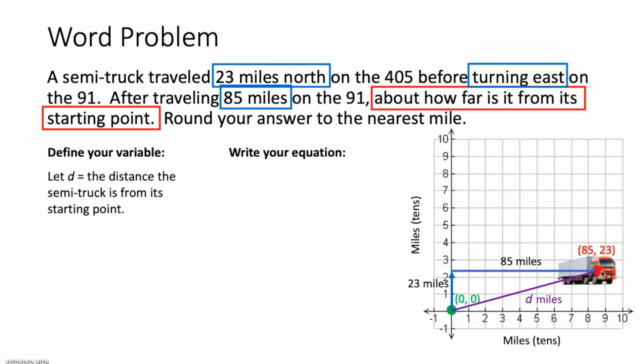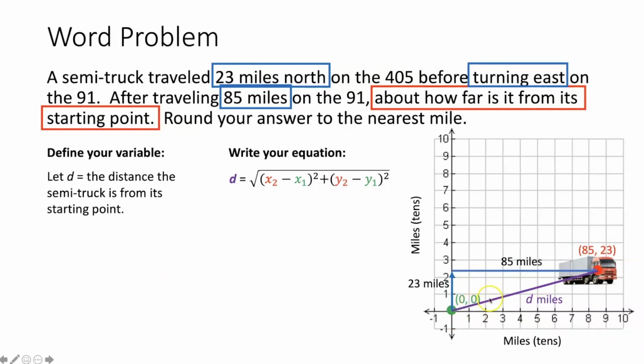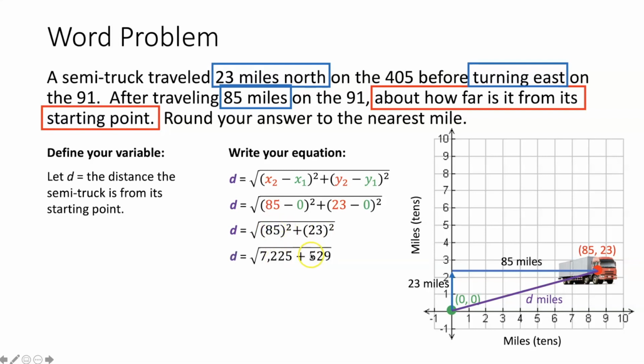We're going to write our equation, which we know now is the distance formula. We then pick one of these points to be x sub 1, y sub 1, and the other one to be x sub 2, y sub 2. Doesn't matter which is which. We plug them into their corresponding spots. We then simplify in the parentheses. According to the order of operations, that goes first. So 23 minus 0 is 23. 85 minus 0 is 85. We then do the exponents. 23 squared, we know, is 529. And then 85 squared is 7,225. We add those together. We get 7,754, which we can take the square root of.